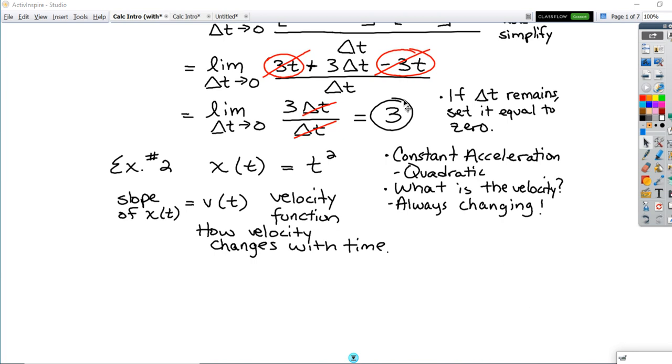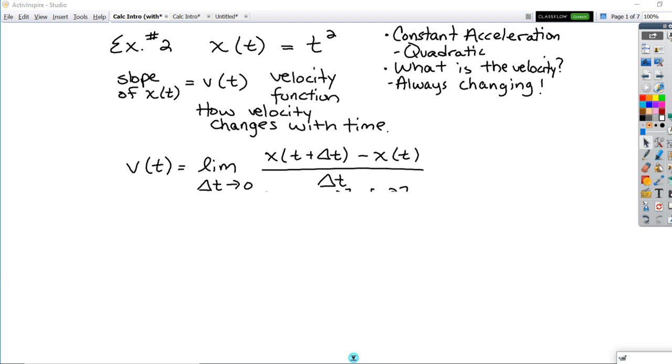So let's go ahead and perform the limit process with this function. We first start out with our formula. This time I'm telling you guys that the velocity function is, by definition, the limit as delta t approaches 0 of the change in position over the change in time. So now we are going to make our substitutions. Plugging into our equation, wherever there's a t, we're going to first plug in t plus delta t, then subtract the equation as is and divide it by delta t.